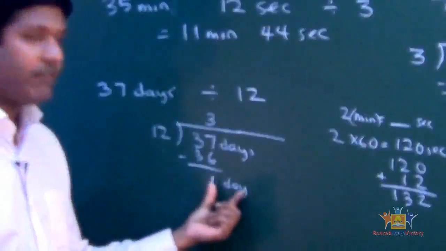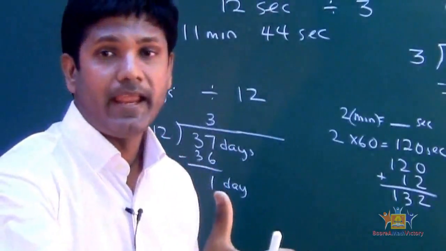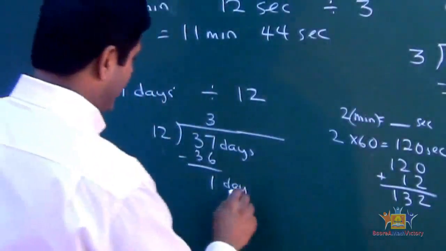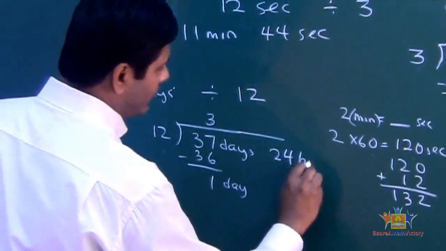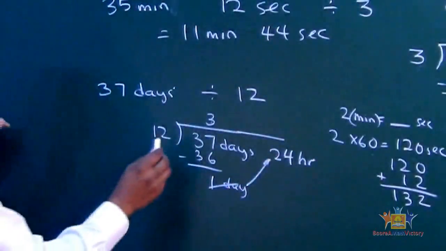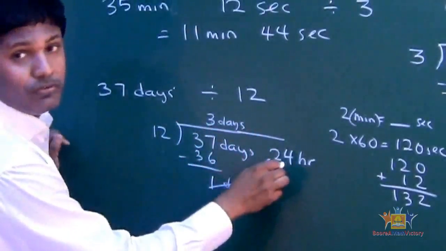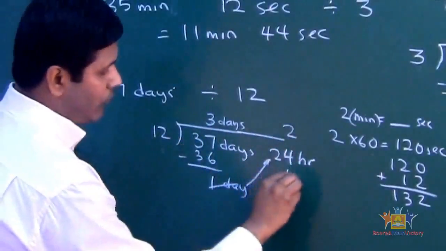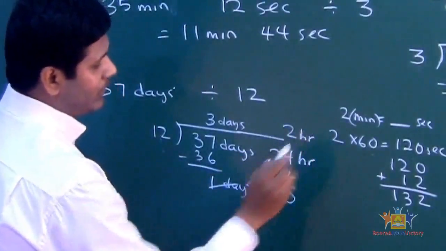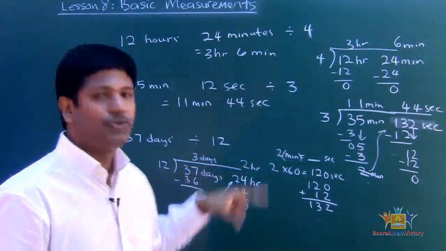No. You cannot have a remainder. So we're going to convert that 1 day. What is the unit below the day? Hour. How many hours does 1 day have? 24 hours. So we take this and make that into 24 hours. Now I bring the days up, so that way you know that one is 3 days. 24 divided by 12 is what? 2, because 2 times 2 is 4, 2 times 1 is 2. Minus, gives me 0. So 37 days divided by 12 gives me 3 days and 2 hours.